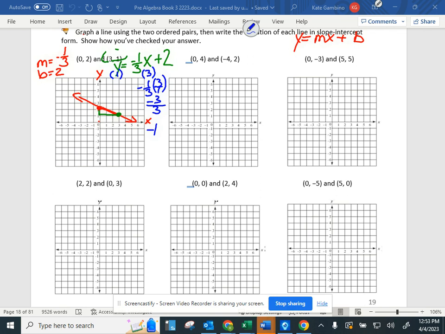So I plug that back into my equation. Negative 1 plus 2 equals what? 1. Negative 1 plus 2 equals 1. So now I'm saying that 1 equals 1. Does it? Does 1 equal 1? Yeah. So I know I did the correct slope-intercept form because 1 equals 1. So you could take any point on this line and you would get 1 equals 1.